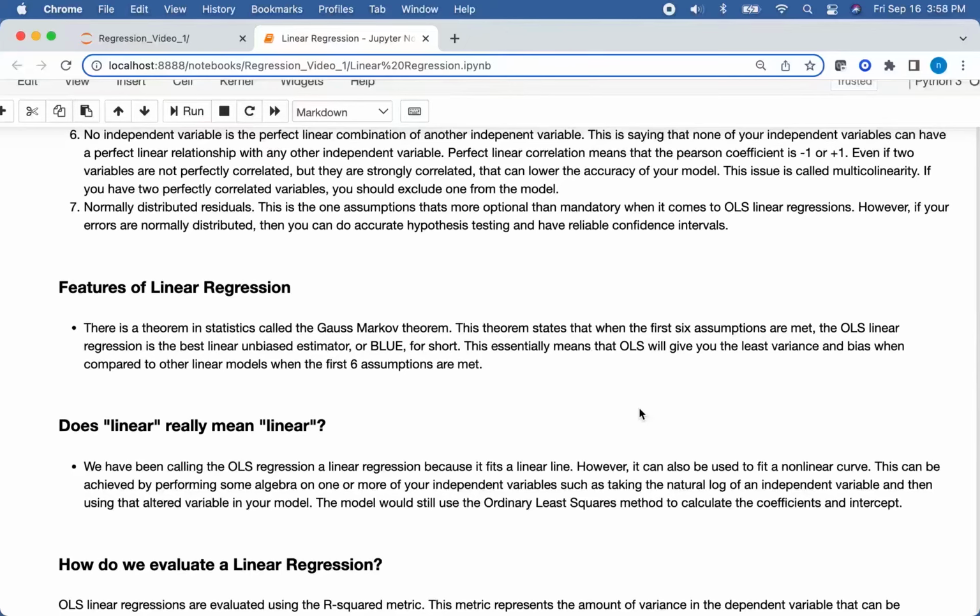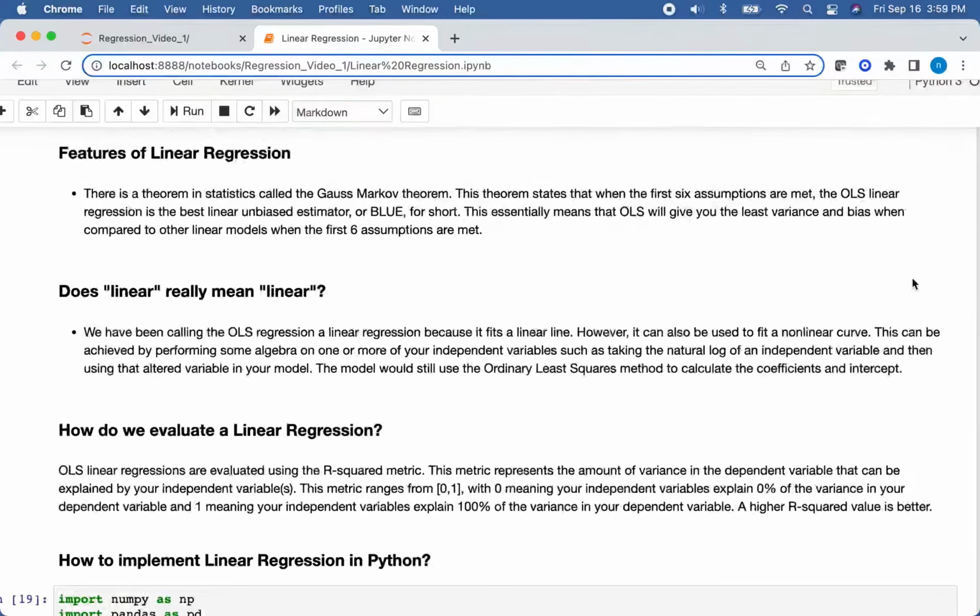The seventh assumption, which is more optional than mandatory, is that your residuals should be normally distributed. If this is true, then you can do more accurate hypothesis testing and have more reliable confidence intervals. But if it's not true, then it won't cause major problems for your model. Now let's move on and talk about some of the features of an OLS linear regression.